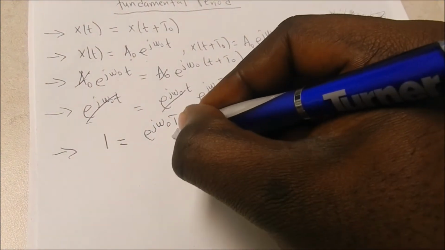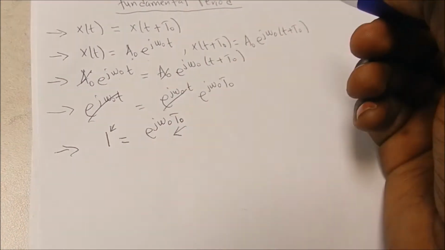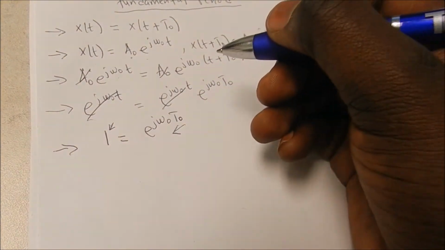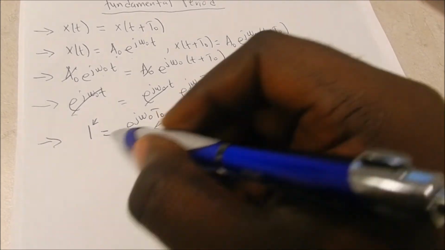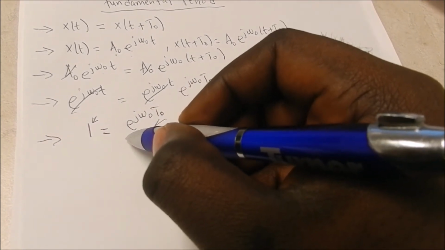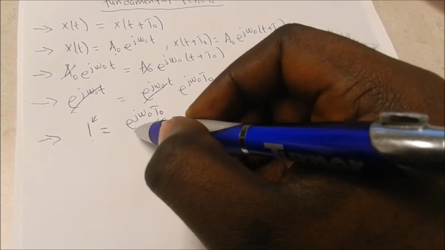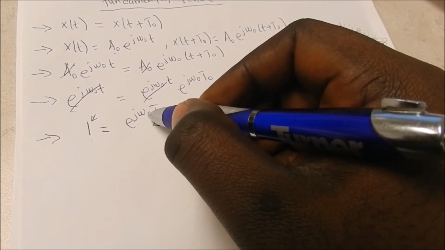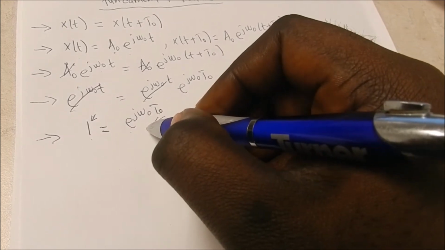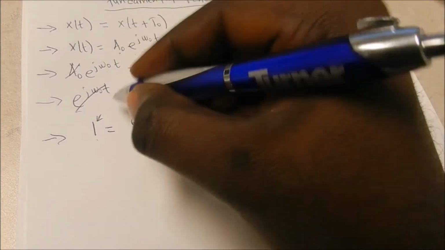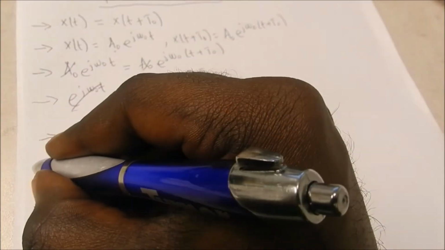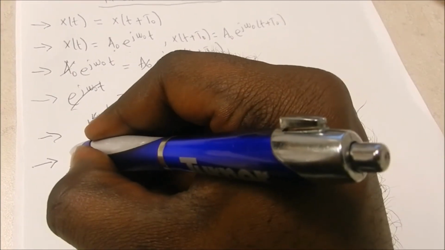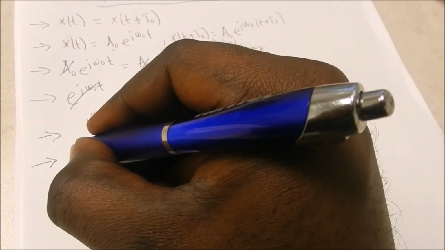Now this side is in polar form and this side is in rectangular form, so there's a problem. In order for us to proceed, we have to put these two into the same form. We want to make sure that 1 is also in polar form, since e to the j omega naught t naught is in polar form. So we have to convert 1 into polar form in order to proceed.